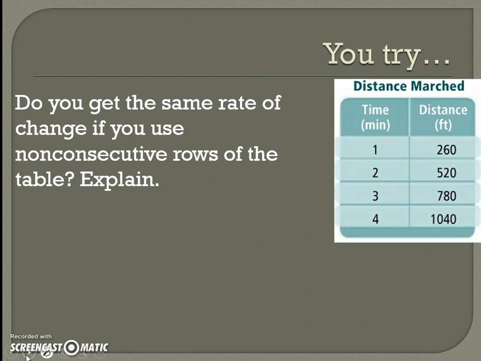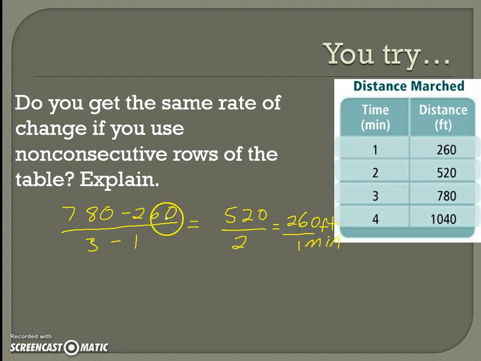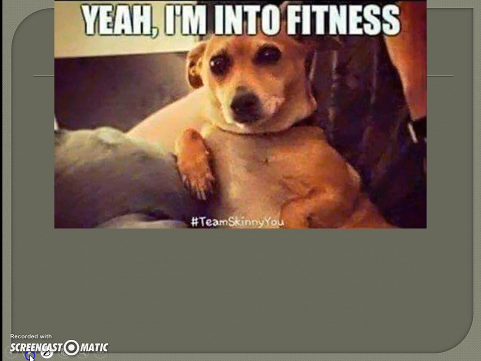Here's one for you to try. Go ahead and pause, and I'll give the answer in a second. 3, 2, 1. All right, so that's what I got. This is kind of a weird you-try question, but on the example before, we used these two. For this, I just used these two, which means I also need to use these two. And when you simplify things out, you still get 260 feet per minute. So if you didn't get that, you did something wrong somewhere. Go back and find it.